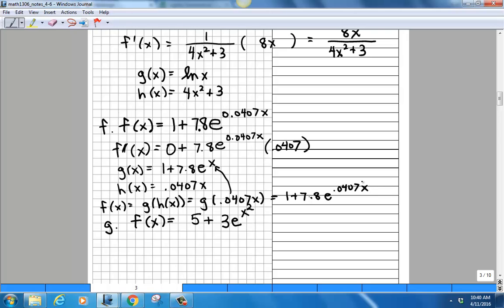All right, let's try another one just like that one. This one's almost exactly the same. You have 5, a constant, plus 3 times e to a power. Except here the power is just a little bit more complicated, but not much, than 0.0407x. But the format is almost the same. So finding the rate of change of this formula is very similar to finding the rate of change of the last one. So try that one.